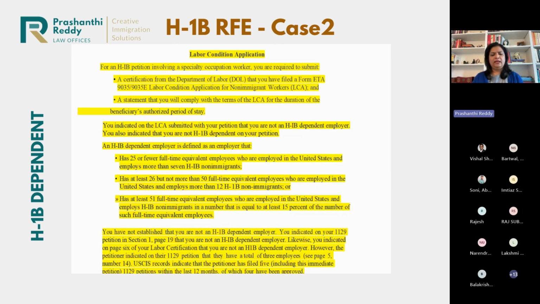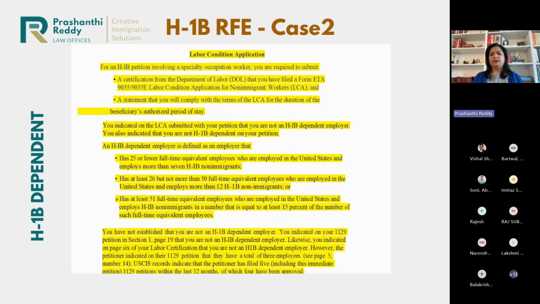USCIS records, however, indicate that the petitioner has filed five petitions within the last 1 year, of which 4 have been employed. So they're questioning whether you have 3 employees or you have more. They're saying that we have approved 5 petitions, so how is it that you have only 3 employees? So they are questioning the whole 3 employees thing. They're thinking that maybe you have more.